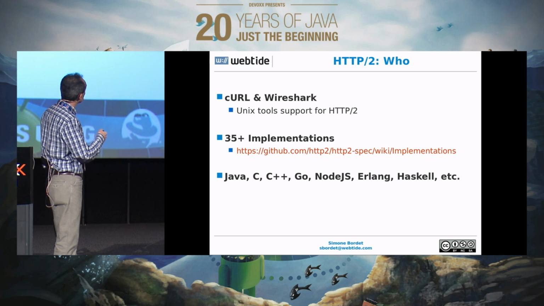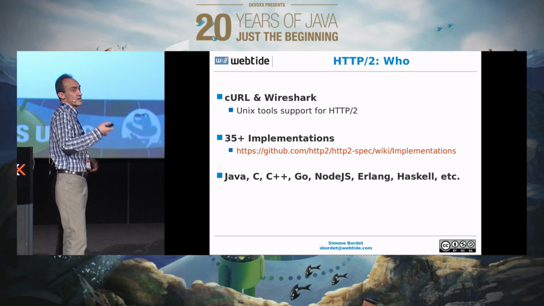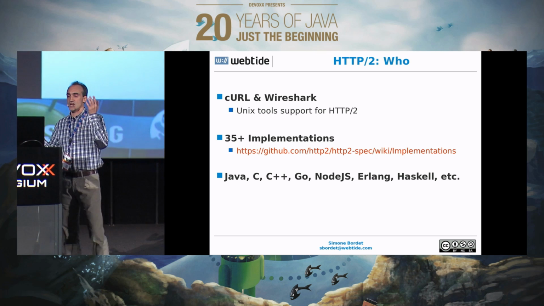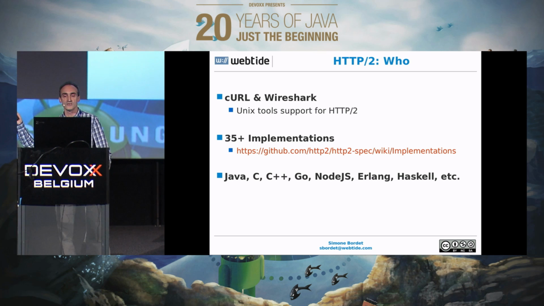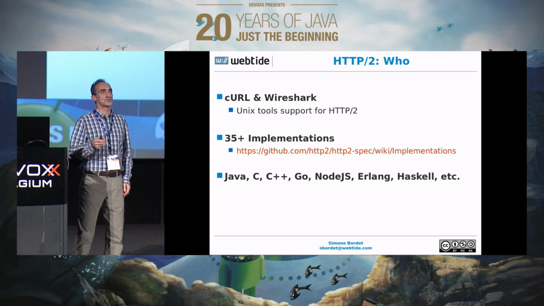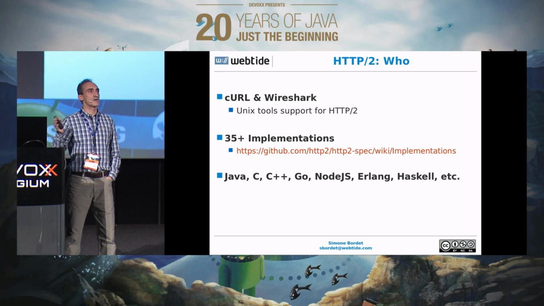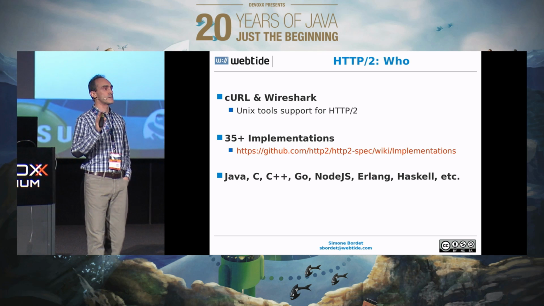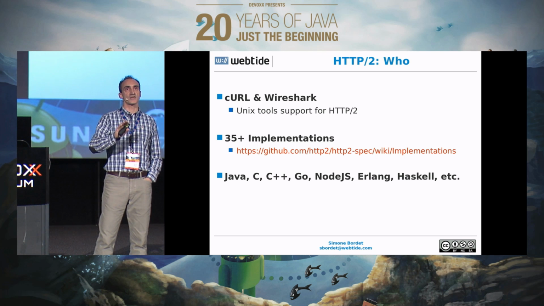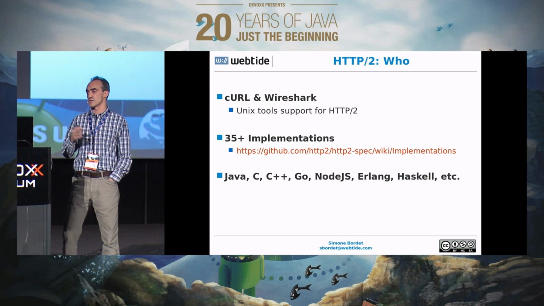And this page is the page of the HTTP2 specification. In this page, there is a list of implementations. There are 35 plus implementations in basically every language you can think of. It's like Java, C, C++, Go, Node, Erlang, Haskell. I mean, every major language has an HTTP2 implementation. So you don't have to worry about the technology that you're using. There are very, very good chances that you can deploy or you can use HTTP2 in your business.